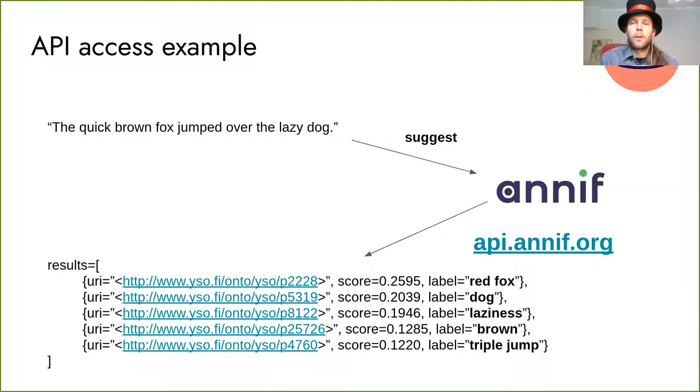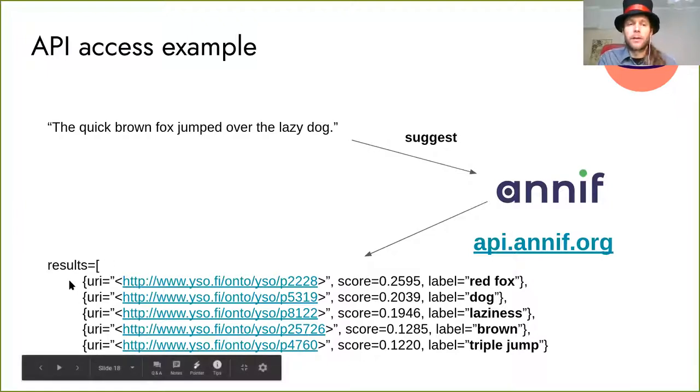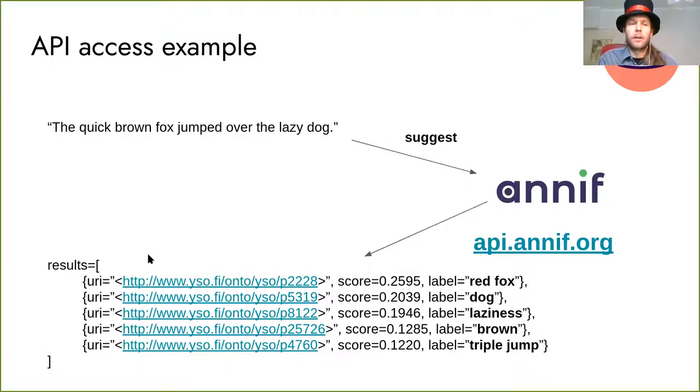Here is an example of how the API works. The core method of the API is called suggest, and the idea is that you give it a text. Here is just an example sentence. And then the API responds with suggestions of concepts that could be relevant for this input text. So in this case, for example, red fox and dog.